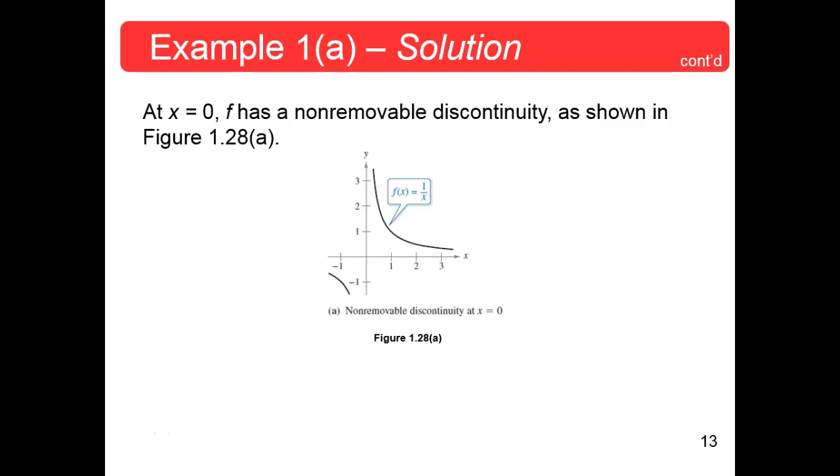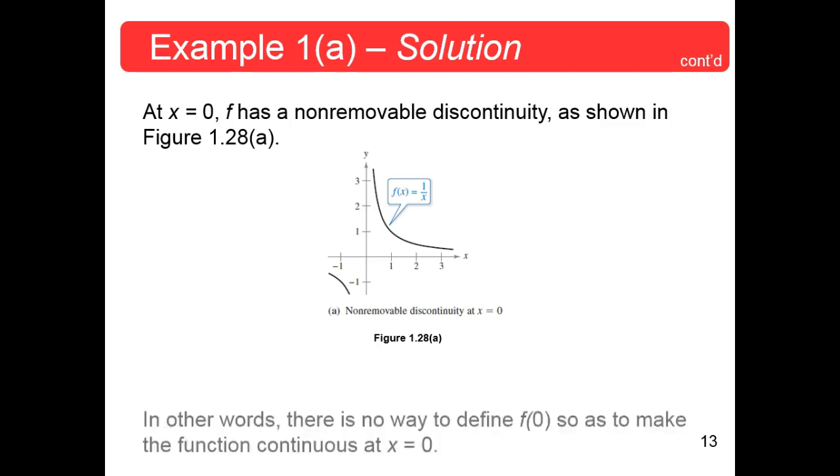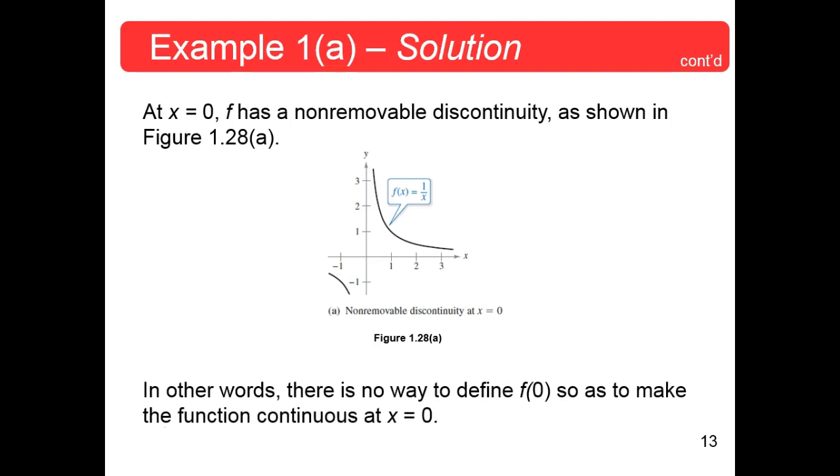Non-removable discontinuity at x equals 0. In other words, there's no way to define f of 0 as to make that continuous. As you're approaching 0 from the left-hand side, from the negative side, it's going to negative infinity. As you approach 0 coming from the right, from the positive side, it's going to positive infinity. No way to connect those two, ever.